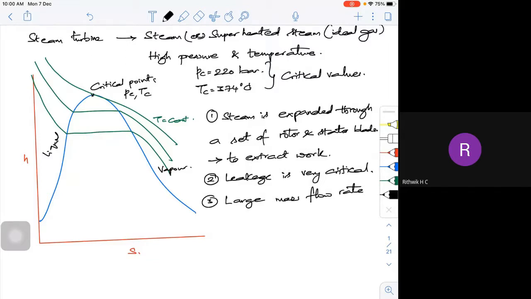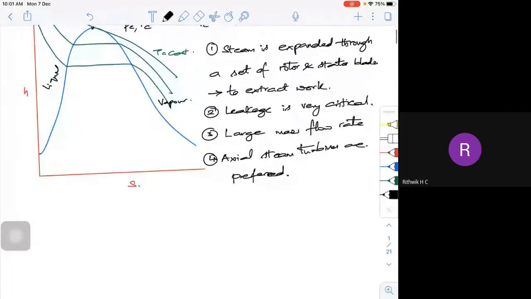And as I told, in most steam turbines we try to get this work done in stages. So axial steam turbines are the ones mostly preferred, used compared to radial ones. Why? Because I'm trying to expand the steam in stages.